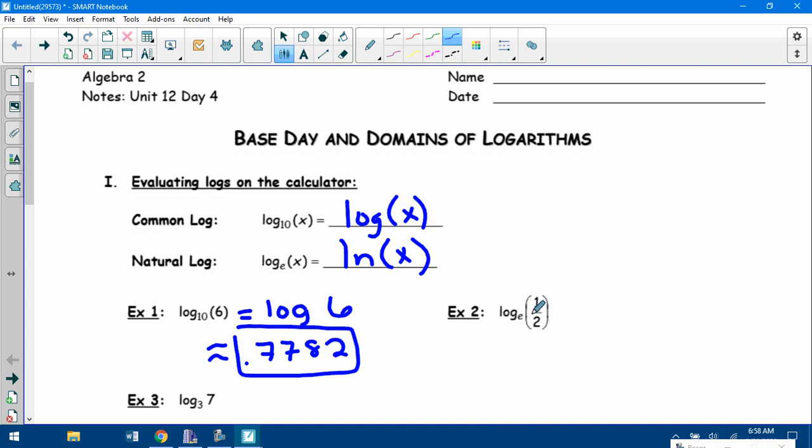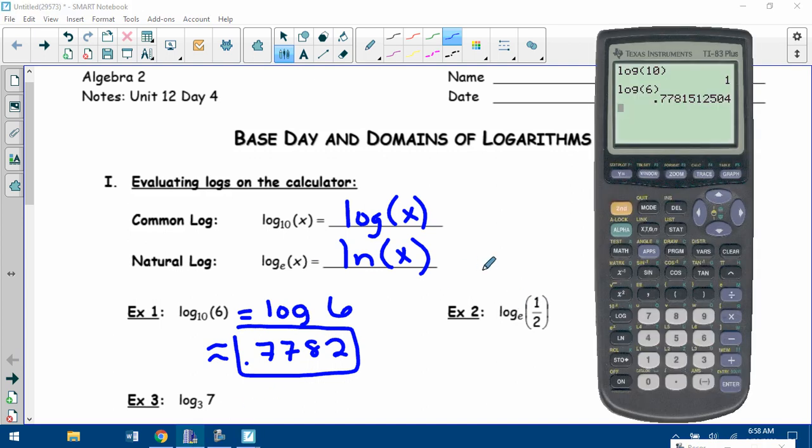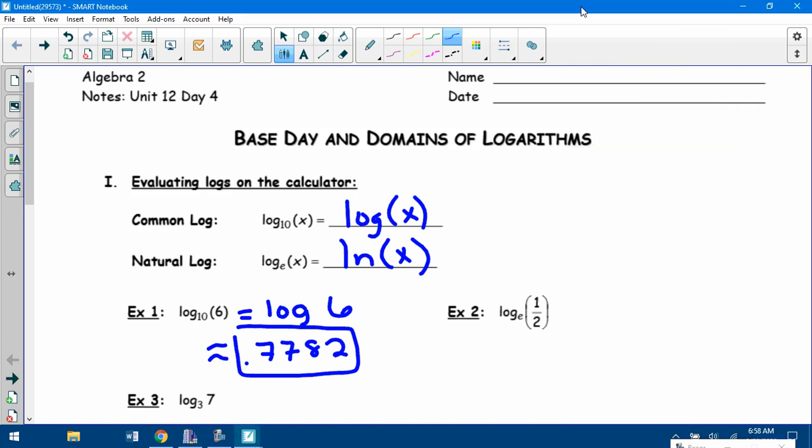If I see log base e of 1/2, how would I do that on the calculator? I would just type ln of 1/2. And I get negative 0.6931. I'm going to see log base e. I'm going to do ln in the calculator. And we got about equal to negative 0.6931.